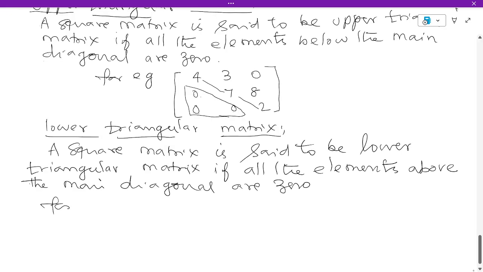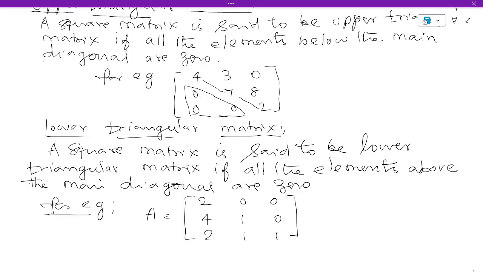See, for example, A equal to 2 0 0, 4 1 0 and then 2 1 1. Now see that below the diagonal the elements may be 0 or non-zero, but above the diagonal all the elements are 0.